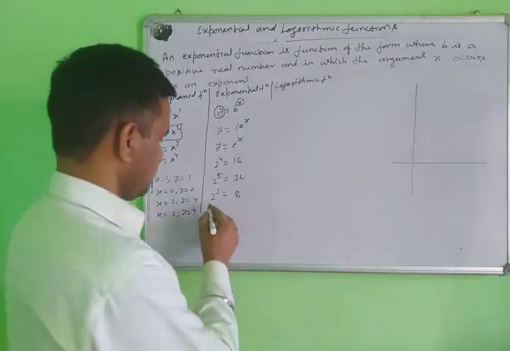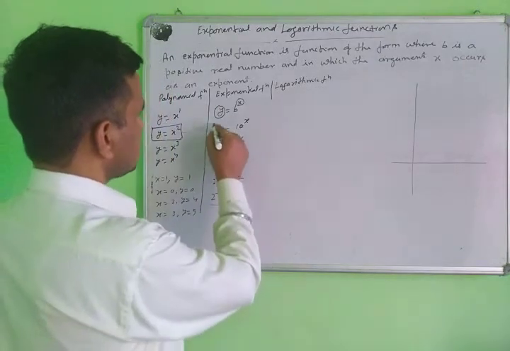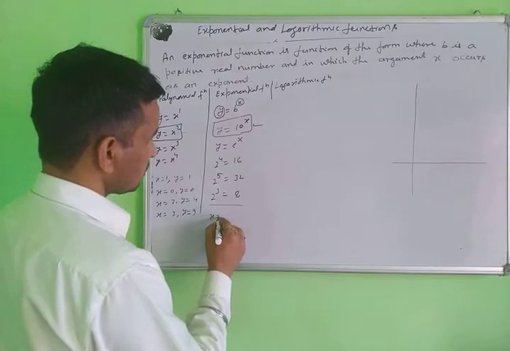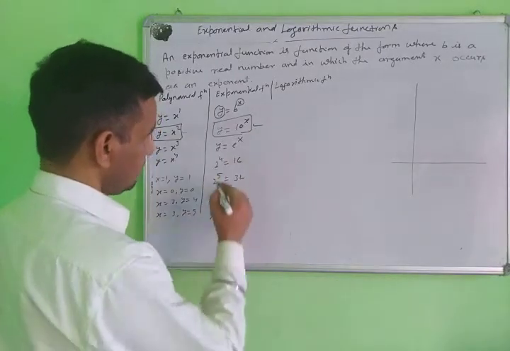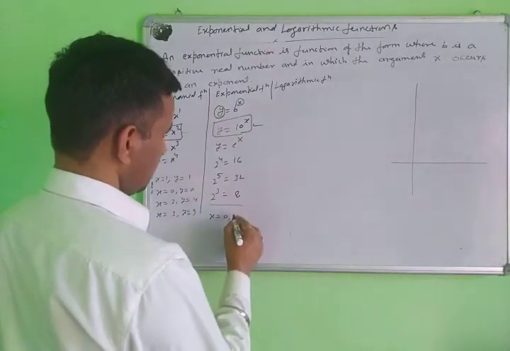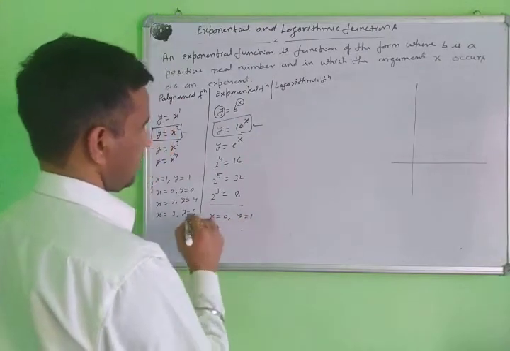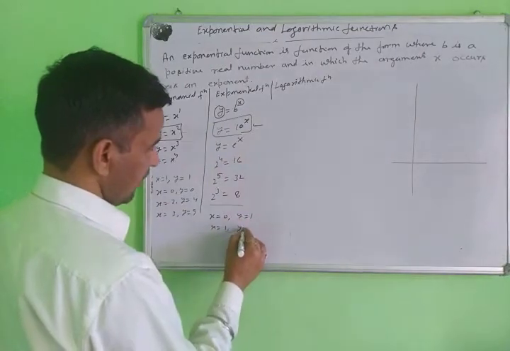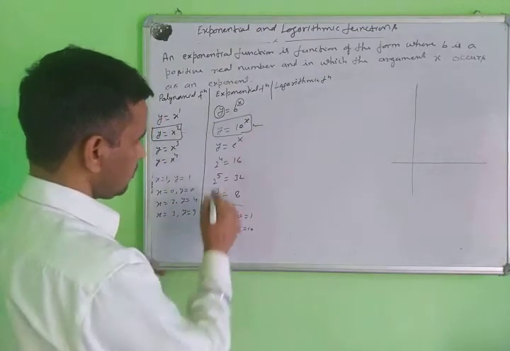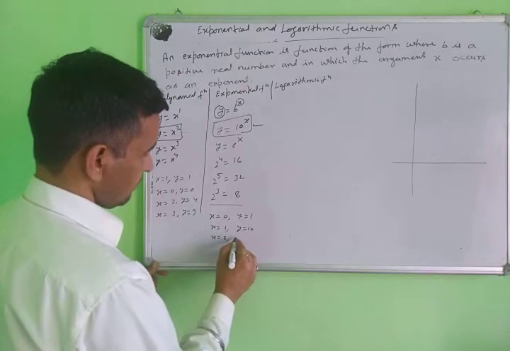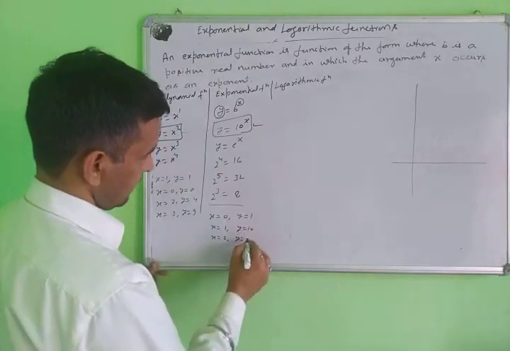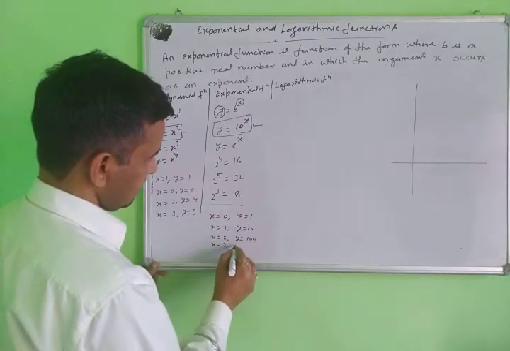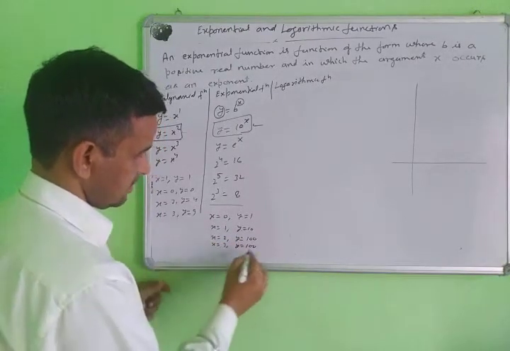Now suppose I am using this function here. Suppose the value of x equal to 0, then y equal to 1. Suppose putting x equal to 1, the value of y equal to 10. Suppose putting x equal to 2, then the value of y equals 100. Suppose you change it to 3, then the value of y equals 1000.